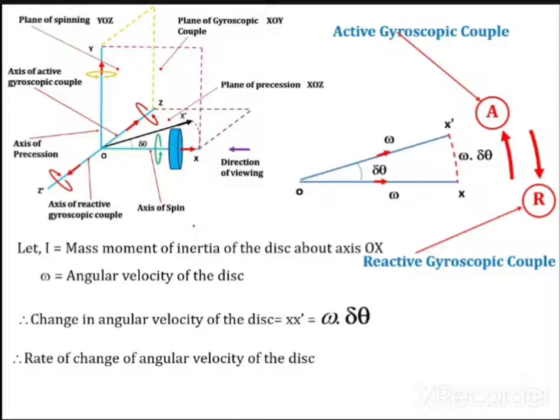Okay. Now what is the rate of change of angular velocity? The rate of change of angular velocity is nothing but x dash upon del t with respect to time. Rate of change of angular velocity is nothing but the angular displacement upon time. Okay, so I am getting this rate of change of angular velocity. So what is x dash? Omega del theta upon del t. Okay, so I am getting this formula.